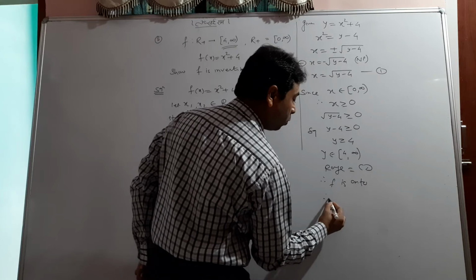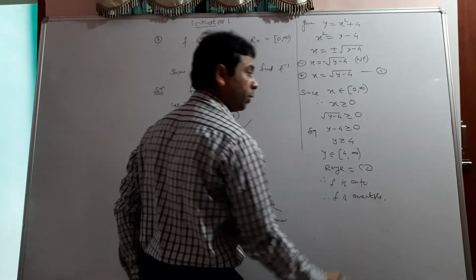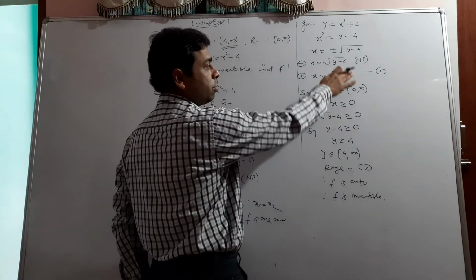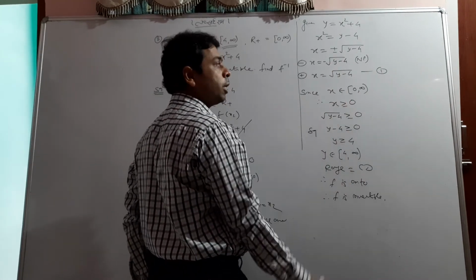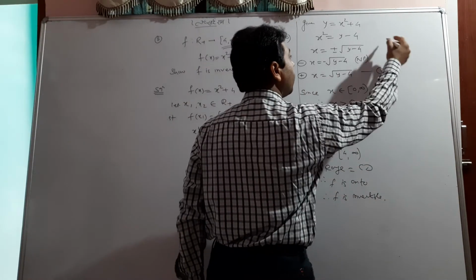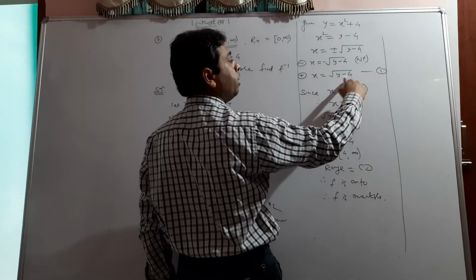When it is onto, f is invertible. Why? Because the function is one-one and onto, both come. So this is a very fundamental and general method. We already have discussed the same method in the last question, last board.